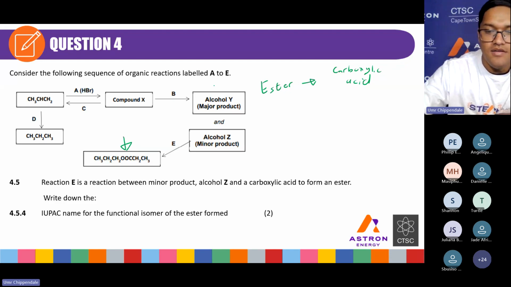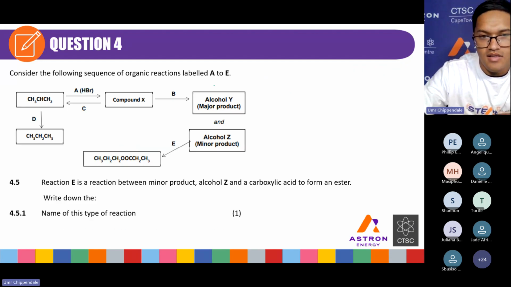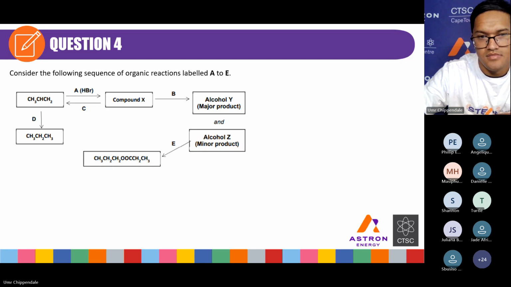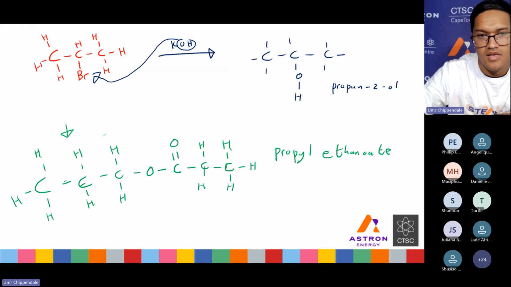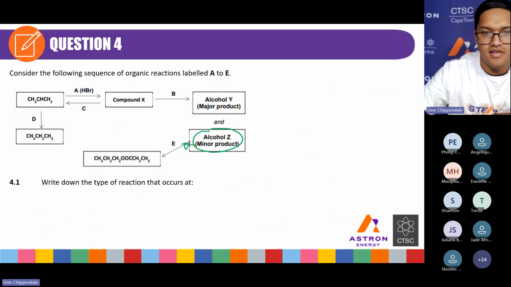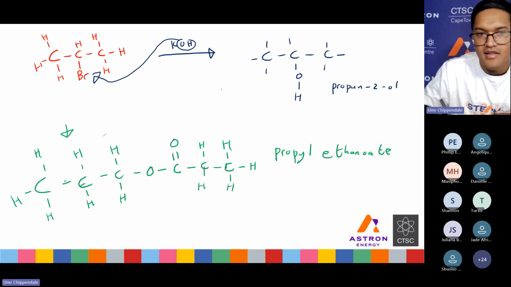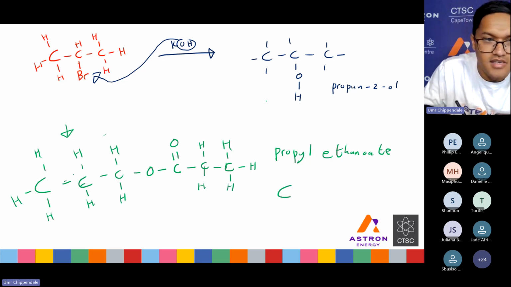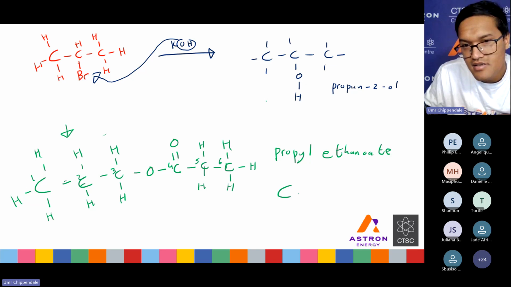So if we go back, instead of me now writing all that out again, I want to just show you this, the ester that we made. Propyl ethanoate. So what you're going to do is you count down all your carbons. How many carbons do you have in this case? Well, here we have 1, 2, 3, and then carry on this side 4, 5, and 6. So that is C6.